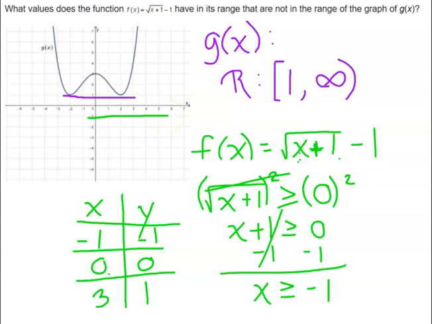And if we look at the question, it says, what value does the function f of x have in its range that's not in the range of g of x? Well, since we can start at negative 1 and g of x doesn't start until positive 1, we have this little gap of y values that can be used for f of x only. So those y values would be negative 1 to 1. And we'll put a parenthesis around the 1 because that can be used for g of x, since 1 is actually in its graph.